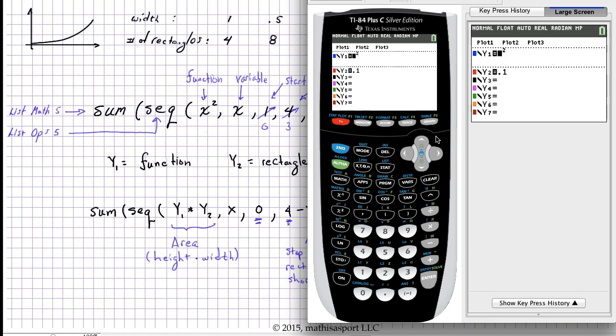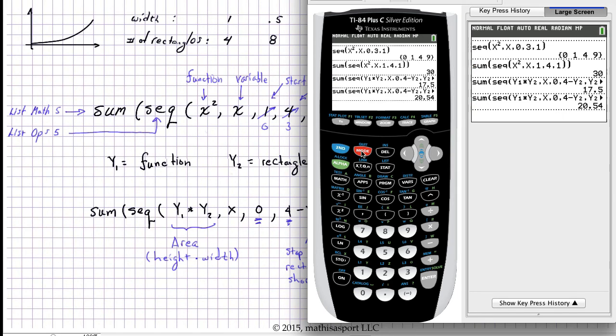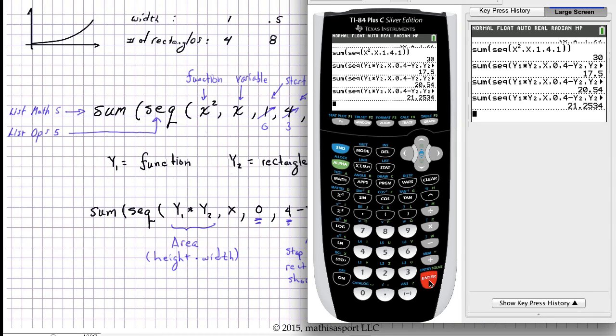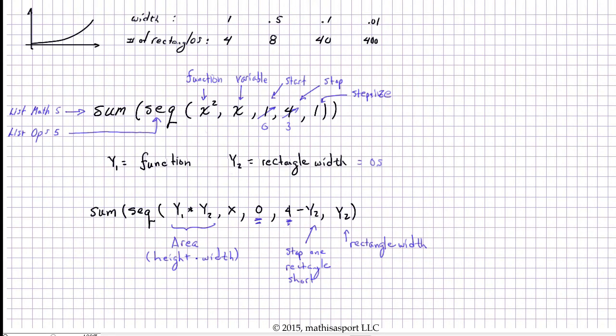We can go all the way down to a step size of 0.01. Think about what we're doing here. We're actually causing the calculator to find the areas of 400 different rectangles and then adding up those 400 entries. It actually starts to take a few seconds for the processor to calculate, but we get 21.253. It appears that we are getting increasingly accurate as we use thinner and thinner rectangles to approximate the area under the curve.